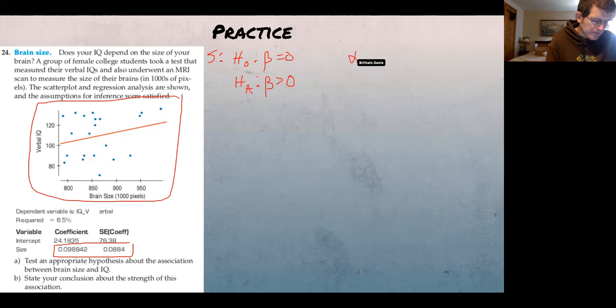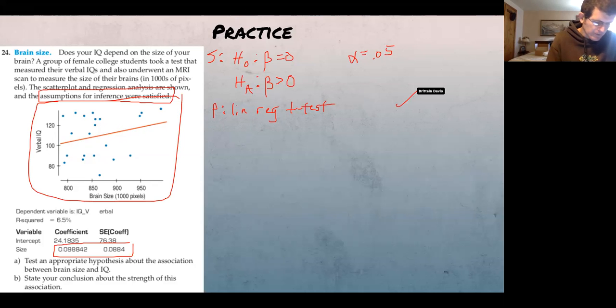Significance level here can be 0.05. It does say right here, if you read through, I didn't read it for you, but it does say assumptions for inference were satisfied right here. So when I get down to the next part, I can say that I'm going to do a linear regression t-test, and assumptions for inference were satisfied. I'll just put a check mark there. Of course, like I said before, write a sentence to that effect. It says, from the question prompt, we can see that all conditions for inference were met.